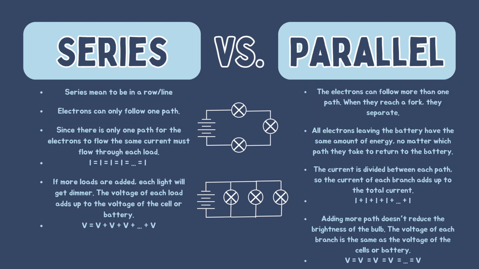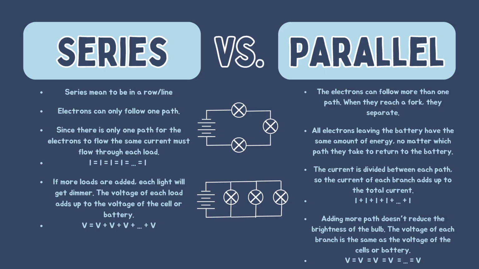First up, we have series circuits. Think of these as single-lane highways for electrons. Series means in a row, and that's exactly what it is. Electrons only have one path to flow. Because of the single path, the same current flows through every single load in the circuit. We represent this with the equation: the total current, or I, is equal to current 1, current 2, current 3, and so on.